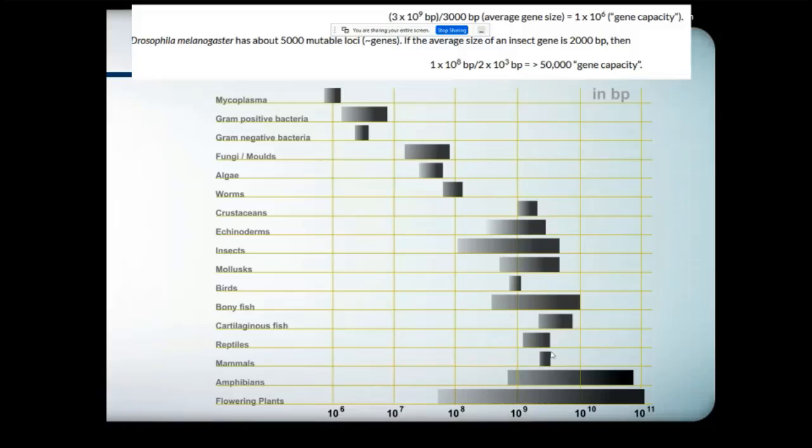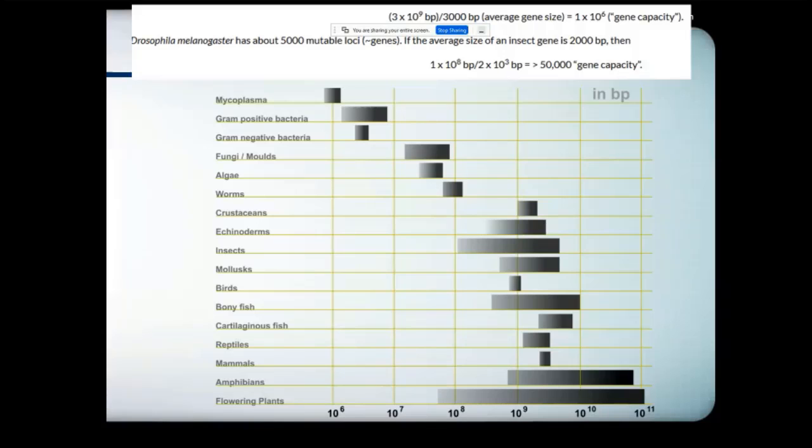Especially in the case of mammals, we have only a narrow range here, whereas in the case of flowering plants, we have a very broad range, which ranges from 10 raised to 7 to 10 raised to 11. So the summary is that the genome size varies within the same family or the same group of organisms, irrespective of their genus. There are varying sizes of the genomes, which is of interest.